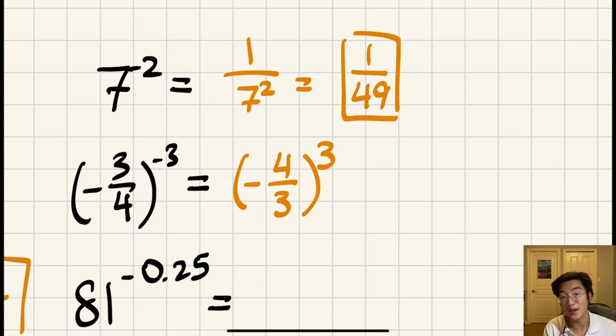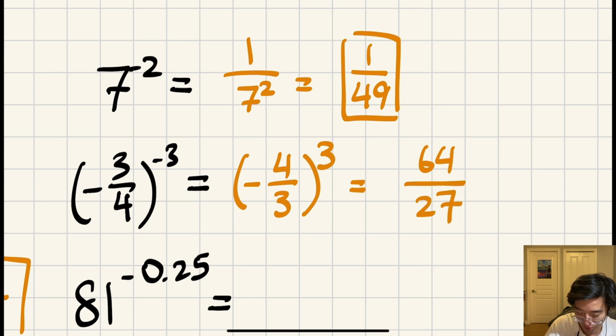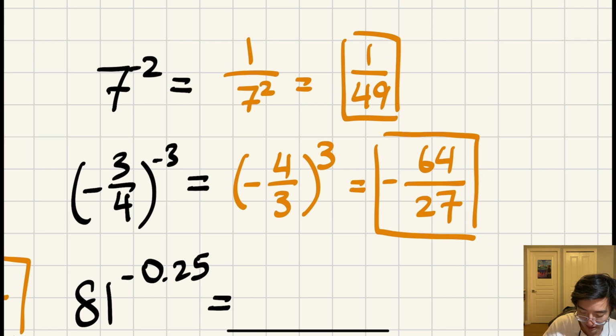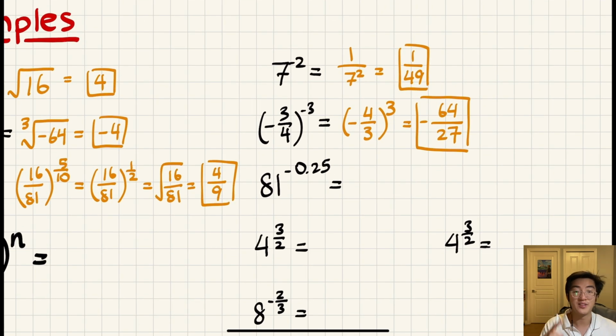And from there, it's just quick arithmetic. So 4 to the power of 3 is 4 times 4 times 4, which is 64. 3 to the power of 3 is 27. And remember, there is a negative sign here because it is an odd power. We have negative 1 times negative 1 is positive 1. Positive 1 times negative 1 gets back to negative 1.